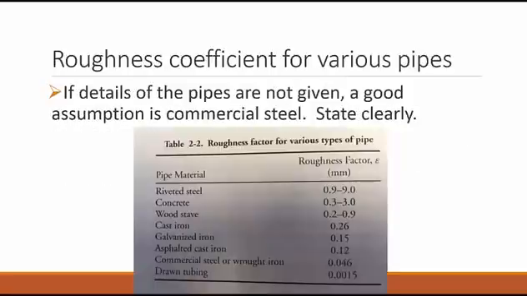Okay. So the roughness coefficient psi is in millimeters and is given in the textbook. If nothing is given, I would recommend a safe assumption of commercial steel. So you can use psi equal to 0.046. State the assumptions clearly in the exams, okay? That basically concludes this talk.